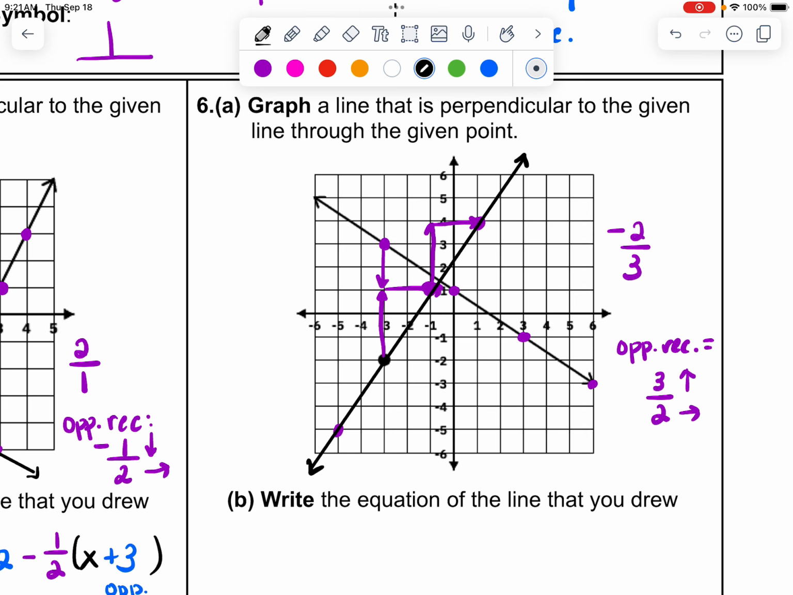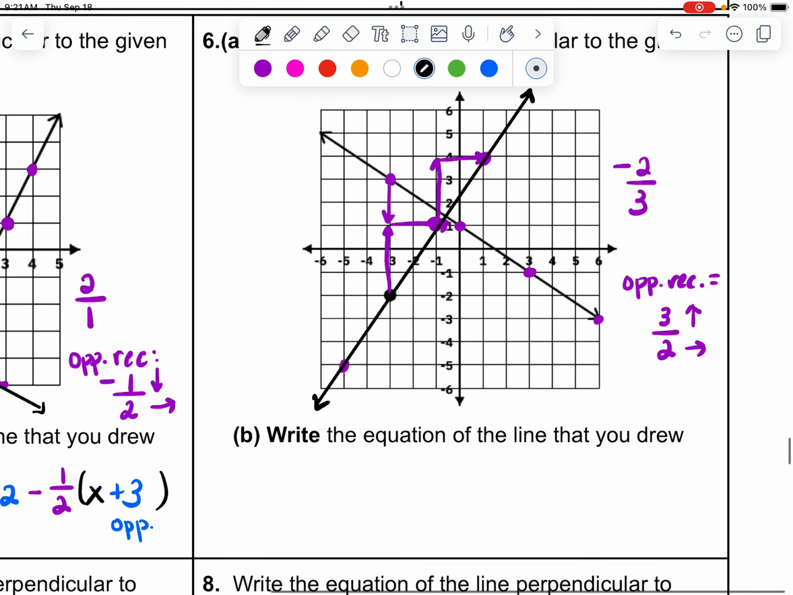Now, if I ask you to write the equation of the line that you drew, you're going to need a starting point and you're going to need a slope. Your starting point is going to be the point that I marked for you on the graph. So negative 3 comma negative 2. And we already figured out that our slope should be positive 3 over 2 because that was the opposite reciprocal of the slope that was already there.